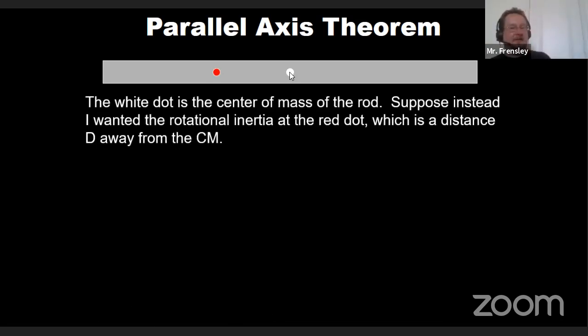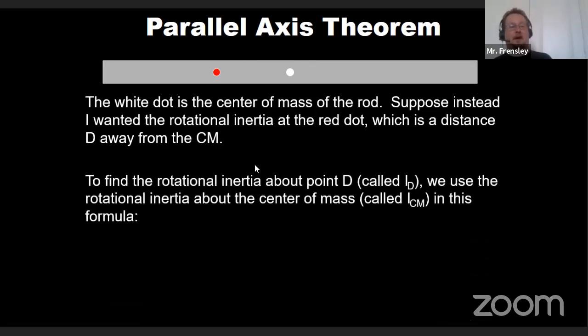So the white dot is the center mass. Suppose instead that I wanted the rotational inertia if the red dot was where the axis went through, right? Instead of the white dot. So I wasn't able to label it on this diagram, but the center mass, the white dot, and the red dot where we're going to rotate around, those are going to be a distance d apart. So the red dot is d away from the center mass.